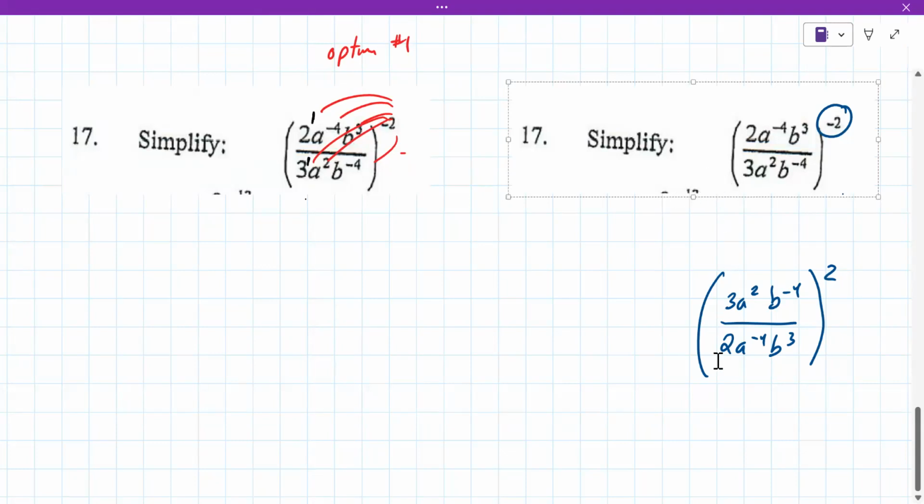2 to the negative 2, a to the 8, b to the negative 6, over 3 to the negative 2, a to the negative 4, b to the 8. Four over 9, a 12, b 14. Would it be 4a to the 12 over 9b to the 14?